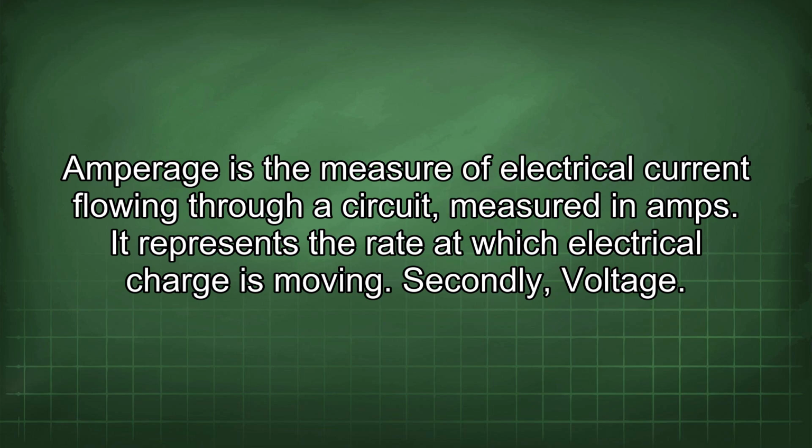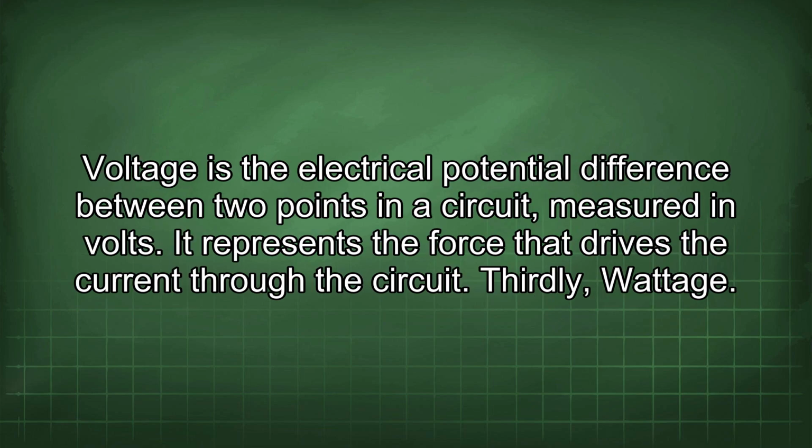Amperage is the measure of electrical current flowing through a circuit, measured in amps. It represents the rate at which electrical charge is moving. Secondly, voltage. Voltage is the electrical potential difference between 2 points in a circuit, measured in volts. It represents the force that drives the current through the circuit.